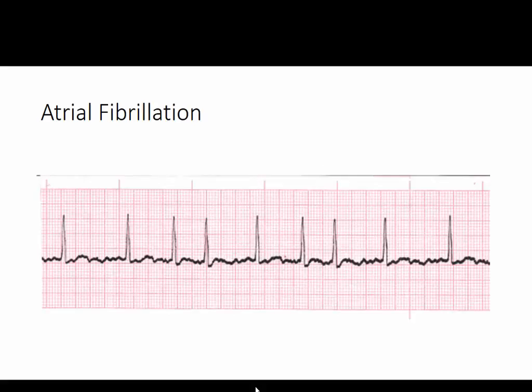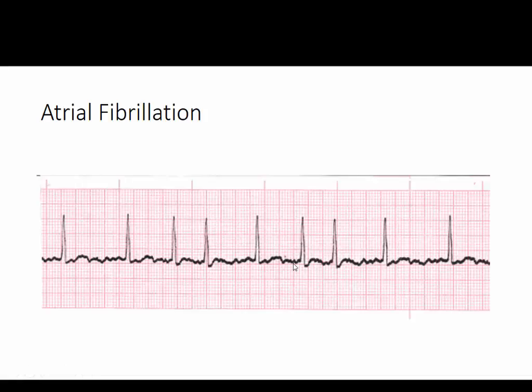Atrial fibrillation, this is a really, really common condition. A lot of people have this that are walking around, grandmas and grandpas and young people, but typically the older we get, the more likely we are to develop atrial fibrillation. And here we can see there's a lot of P waves, kind of unstable, unequal P waves. Looks like someone scribbled between the QRS complexes. That's how I can identify atrial fibrillation.